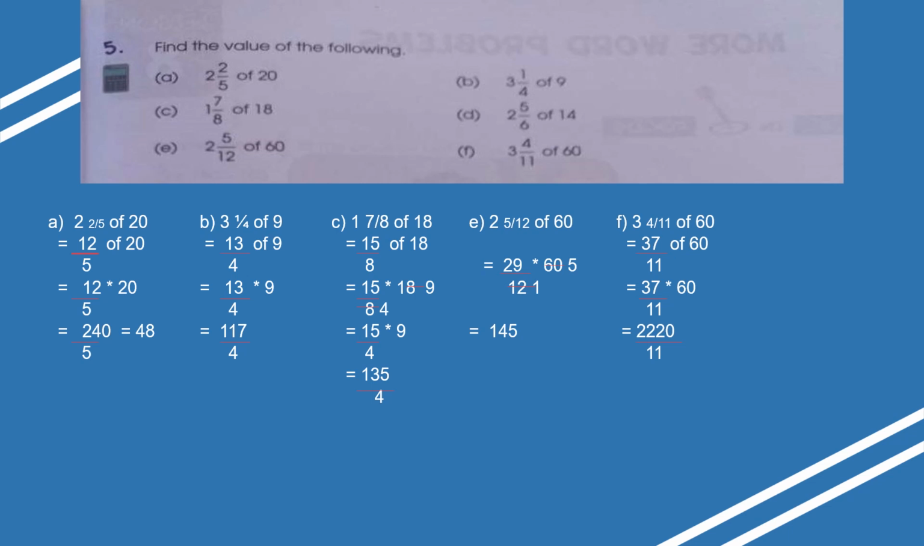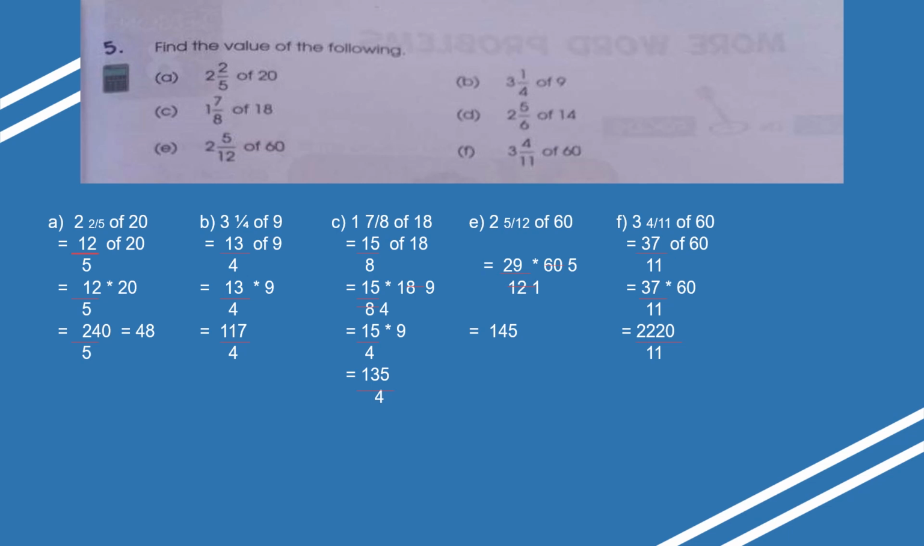Again, we can solve it in both ways. Either we first cancel out 5 and 20 with each other, or we can multiply 12 by 20 first and then divide this whole answer by 5. So what we did here is first multiply 12 by 20, which is equal to 240, and then divide it by 5, so we have an answer of 48.